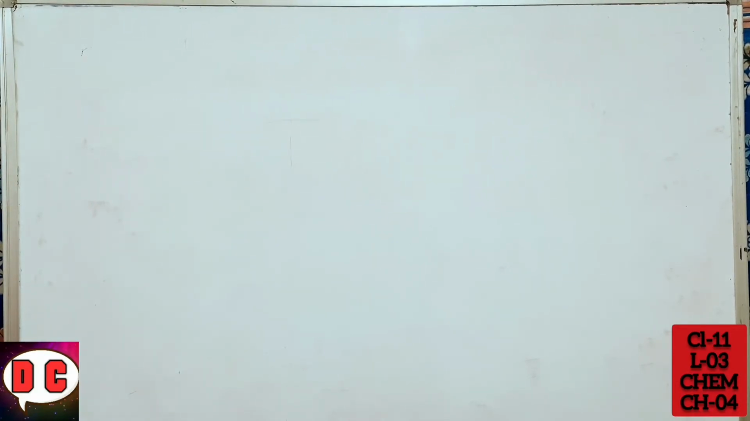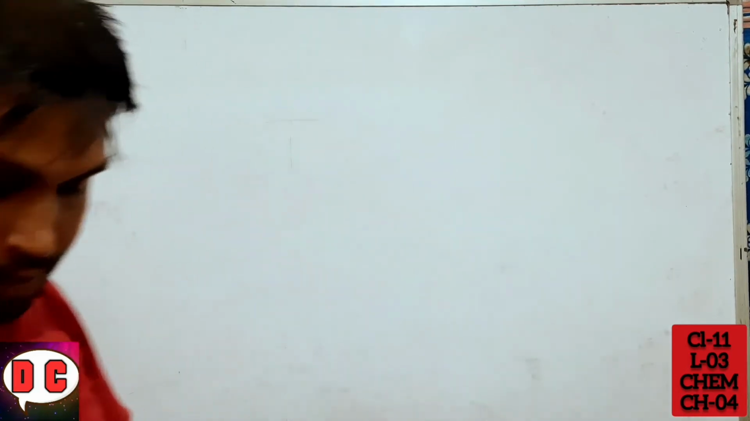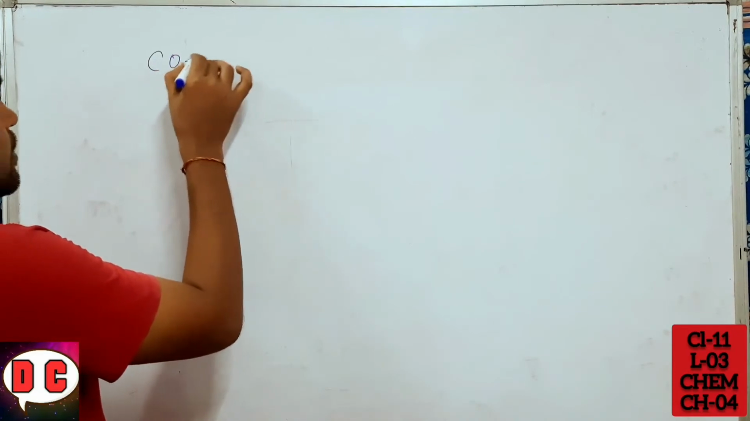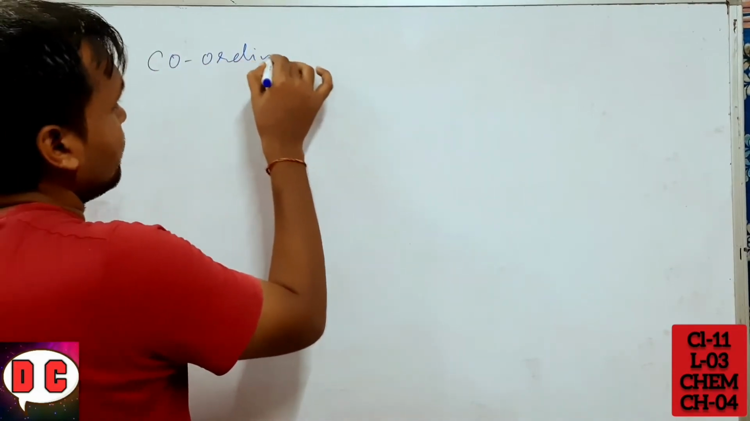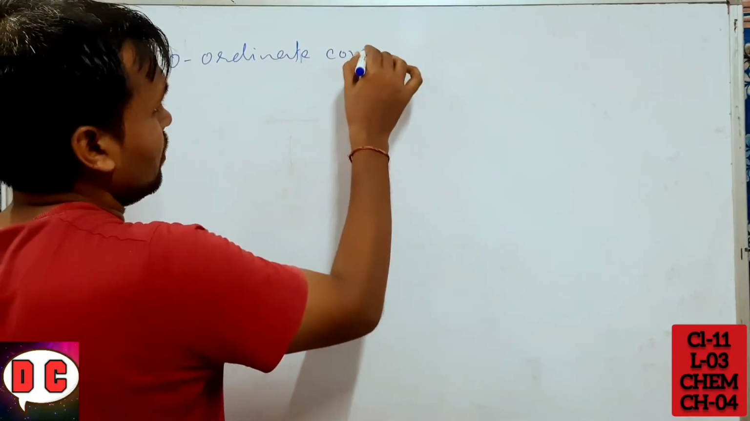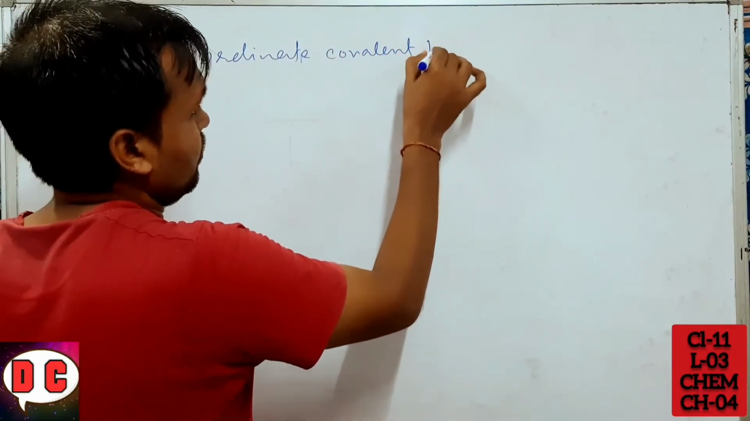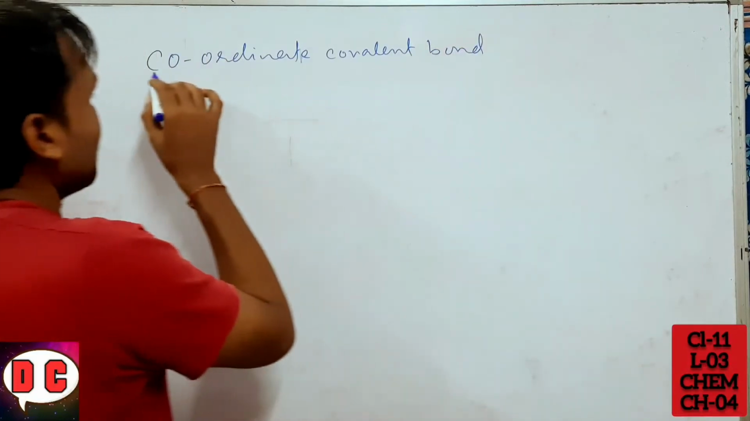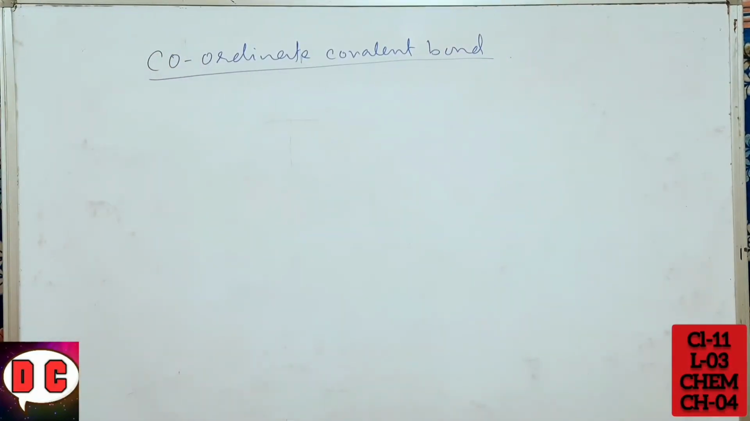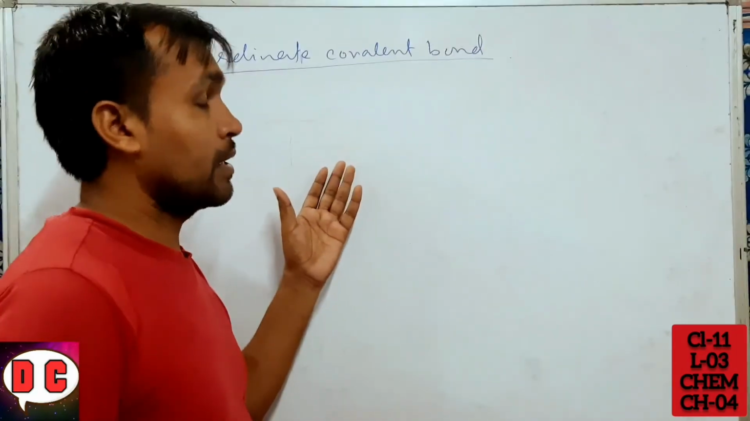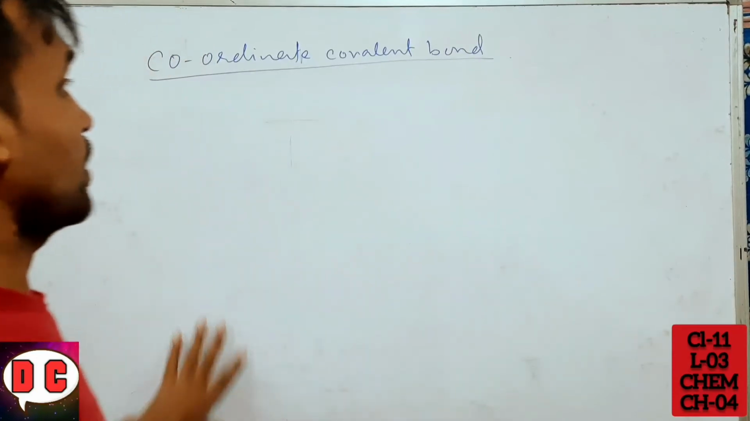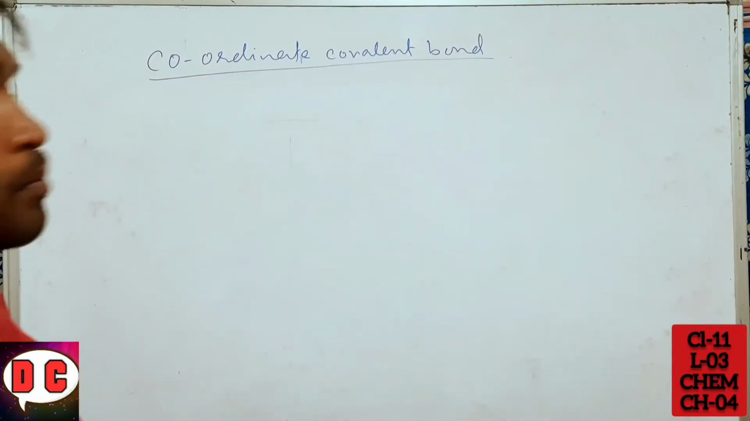Okay, dear students, so now let us see the coordinate covalent bond. What is a coordinate covalent bond? Let us try to understand. You will study these coordinate covalent bonds and coordinate covalent compounds in class 12. For the time being, you just have to understand what a coordinate covalent bond is.